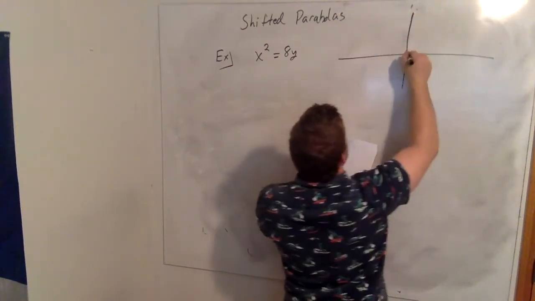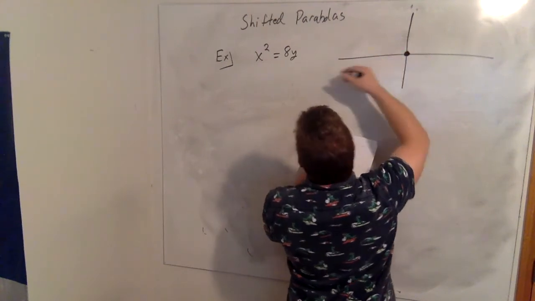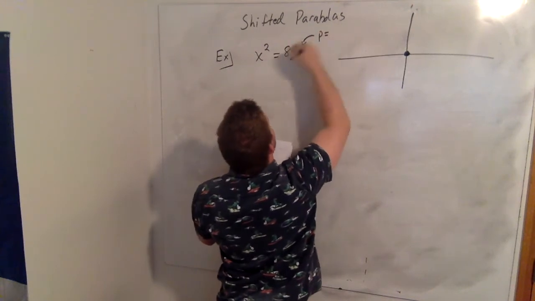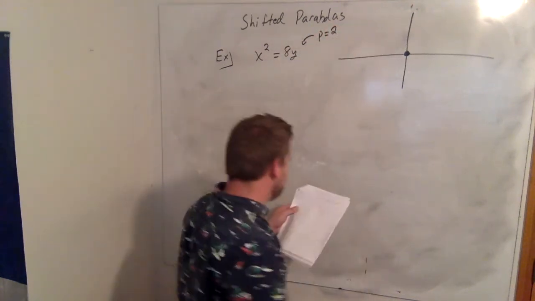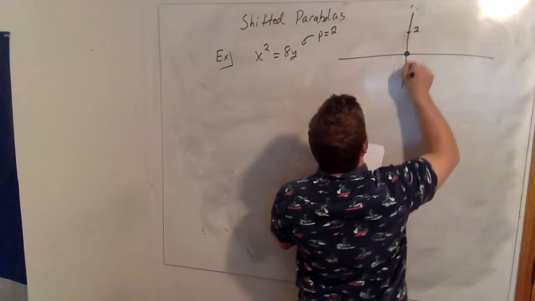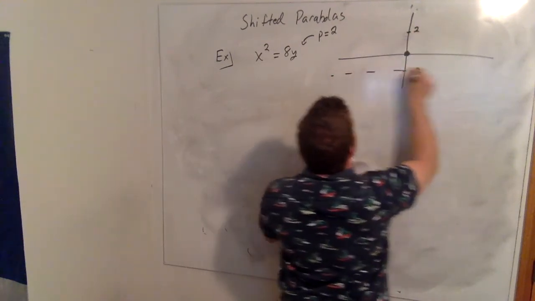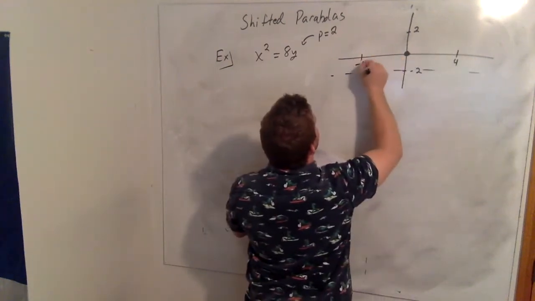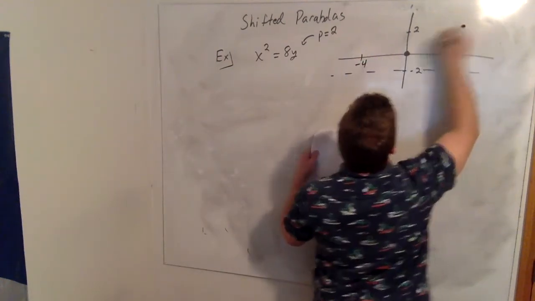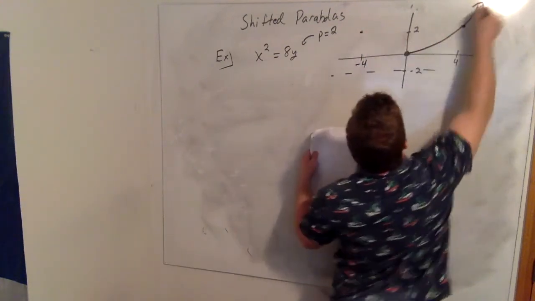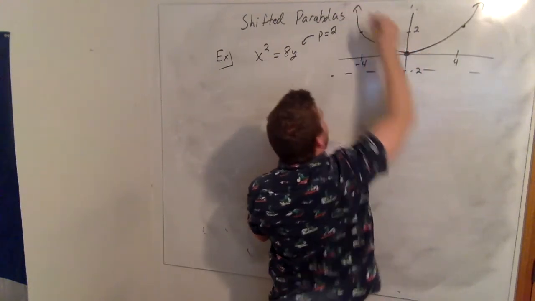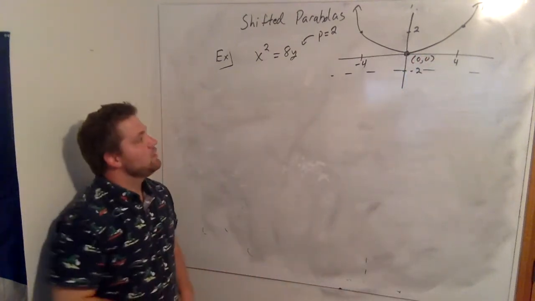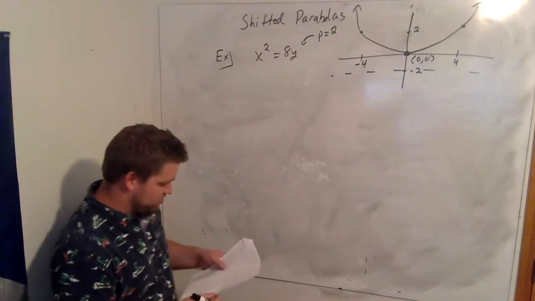The vertex will be at the origin. If you take 8 and divide it by 4, here we know that p is going to be equal to 2 in this case. So let's put 2 here and negative 2 here. I guess I could go out here 4 and out here negative 4, going at a distance of 2p. This will be our parabola. It's at the origin. What we want to do is shift this away from the origin.